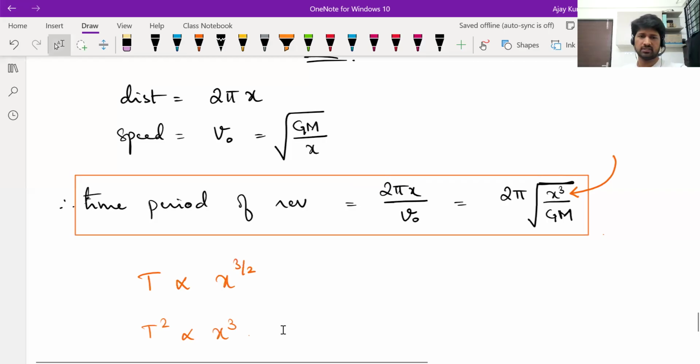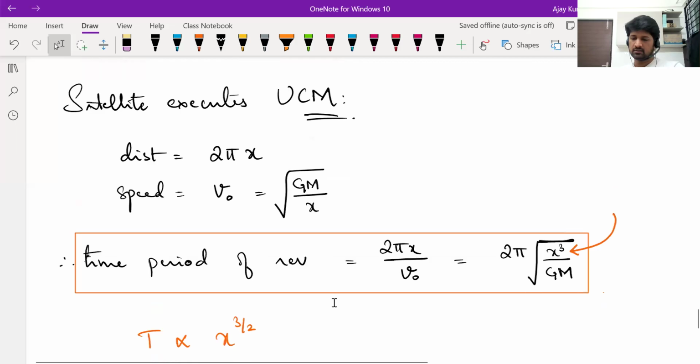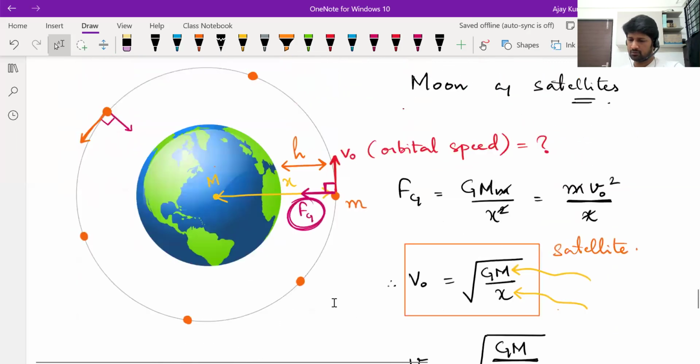Again, ratio based questions on this are very common. They can give you two satellites in two different orbits, like two different radii, and ask you what is the ratio of their time periods of revolution, such questions. I hope this is clear to all of you.